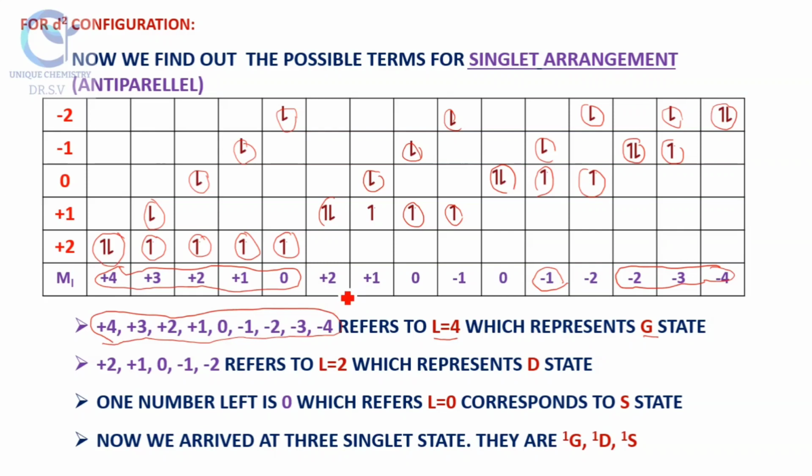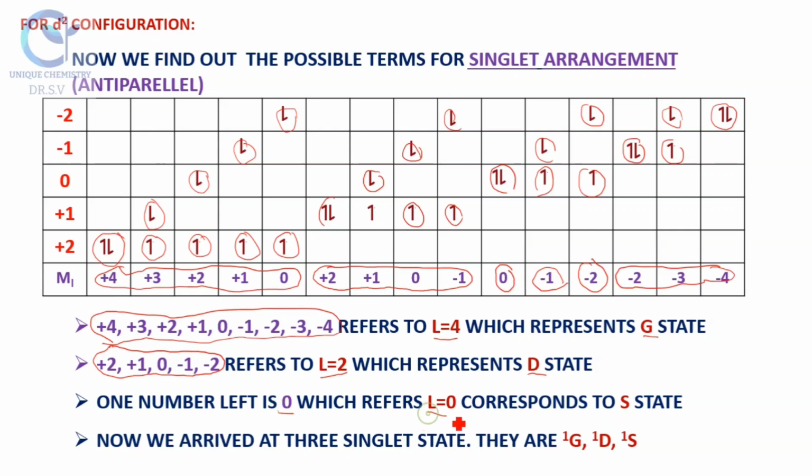And again we collect suitable ML values: plus 2, plus 1, 0, minus 1 and minus 2. This refers to L equal to 2, which represents the D state. And one number is left, which is 0.